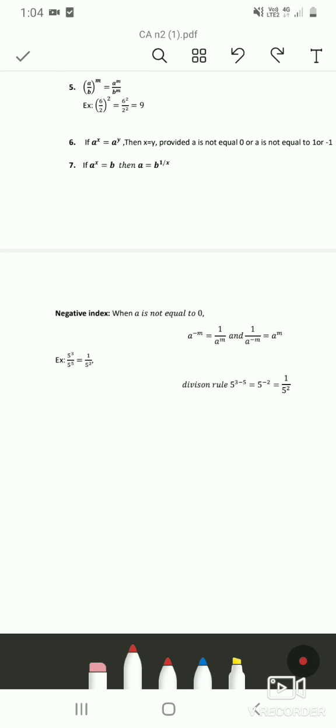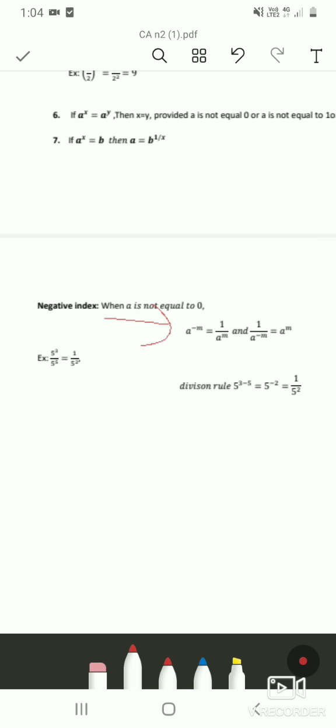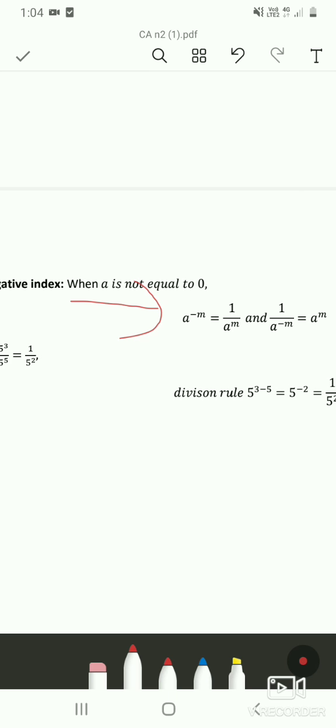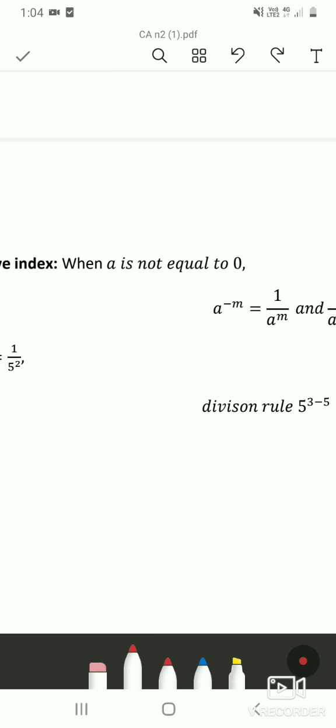So now let's see what is negative index. When a is not equal to 0, a power minus m can be written as 1 upon a power m, and similarly 1 upon a power minus m can be written as a power m. So here the negative value will be easier to handle if it is given in positive terms. So in such cases we will be using this law. So now let's look at an example.